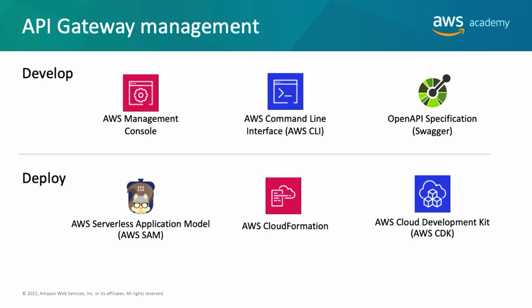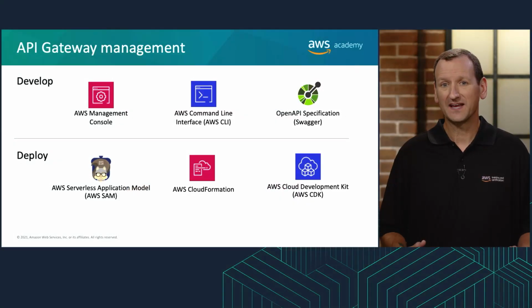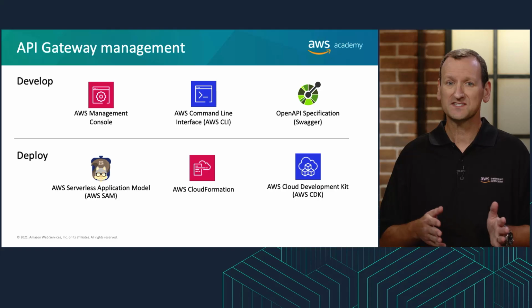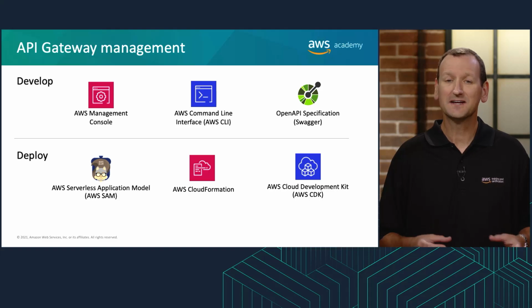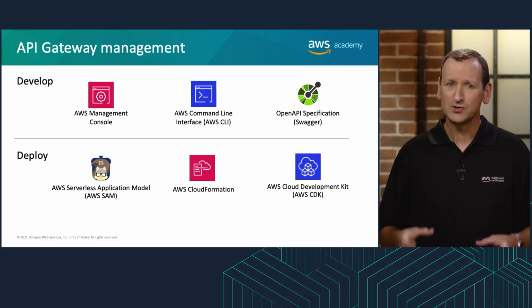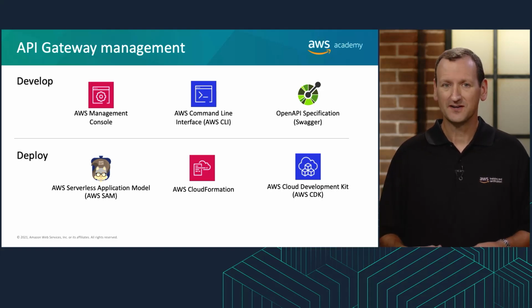AWS provides several deployment frameworks that can be used to write infrastructure as code and deploy your APIs in the cloud. The AWS Serverless Application Model, known as AWS SAM, and the AWS SAM CLI are particularly useful for locally testing and deploying APIs as part of a serverless application. AWS SAM is a superset of AWS CloudFormation, but provides a simplified syntax for common serverless components.